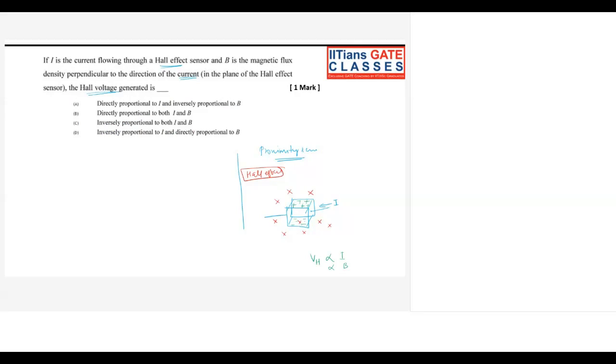So if you see here, the Hall voltage generated is directly proportional to I. Yes, it's correct. Inversely proportional to B, no. So option A is not correct. Then the next option is, it is directly proportional to both I and B. Yeah, so option B seems to be correct, right? Okay, so this is how we have solved this question. This is a 1 mark easy question. Next we will move to the next question.